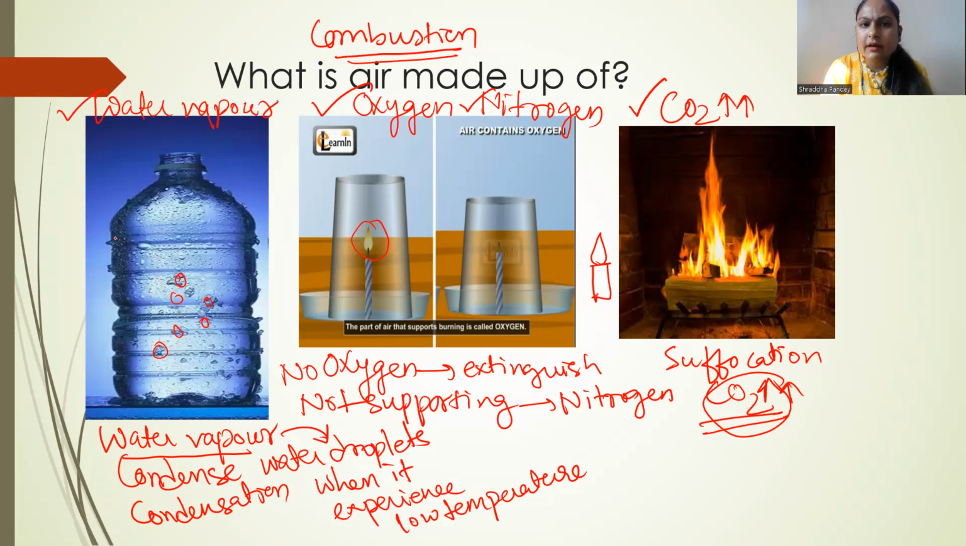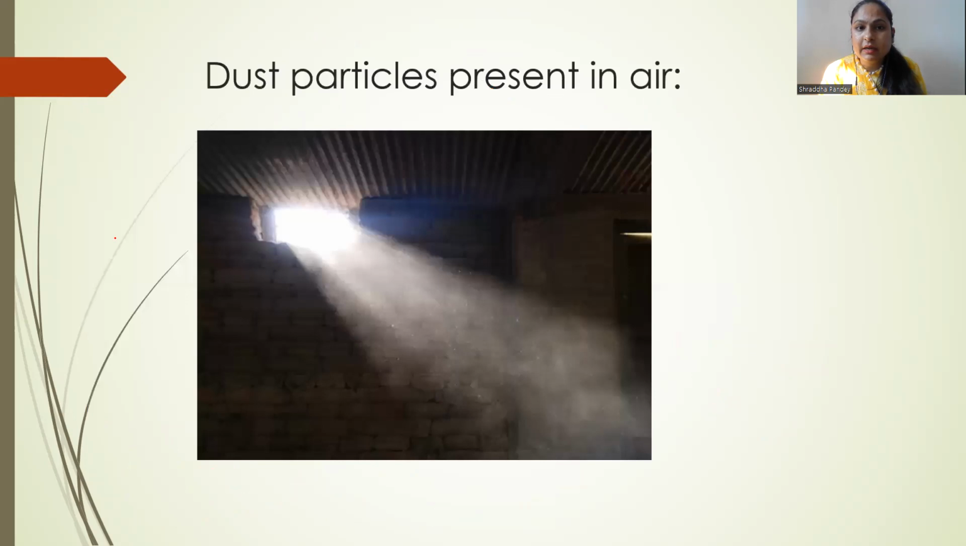So what is another thing air consists of? We have learned that gases and water vapor are present in air. What else is present in air? You can see it by an activity. You go into a closed room, and at the part of the room where the sun is, you keep a door slightly open so that only a slit of light comes in.